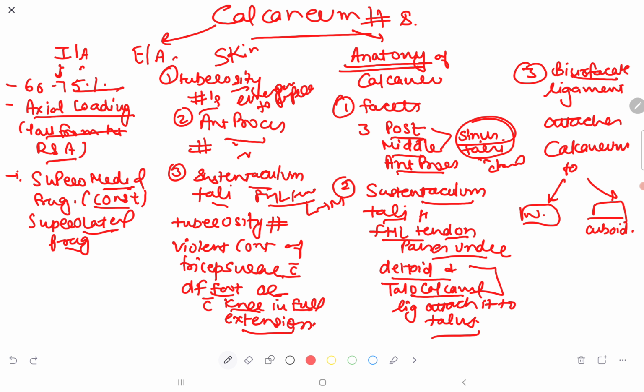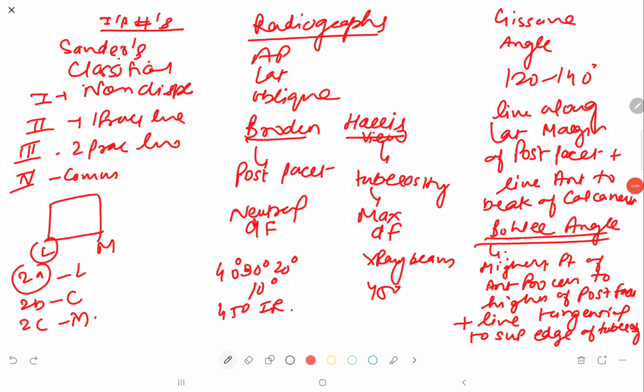Then we have bifurcate ligament. As we already know, it attaches calcaneum to navicular and cuboid. For the intra-articular fractures, we have Sanders classification, that is of four types. Type 1 is non-displaced. Type 2 has one fracture line. If there is a lateral fracture line in the posterior facet, then we have 2A, central 2B, medial 2C. In type 3, we have two fracture lines.